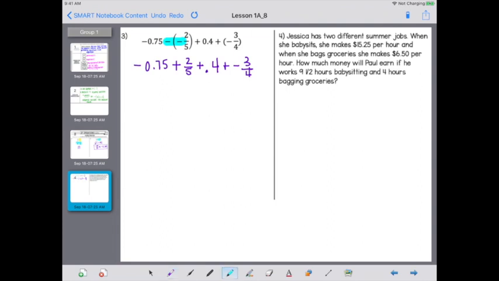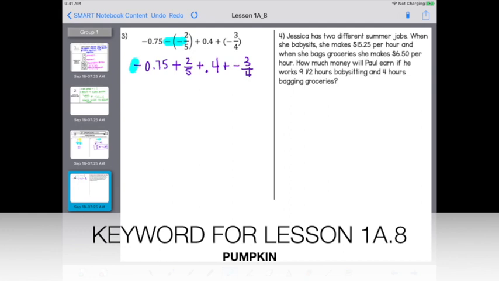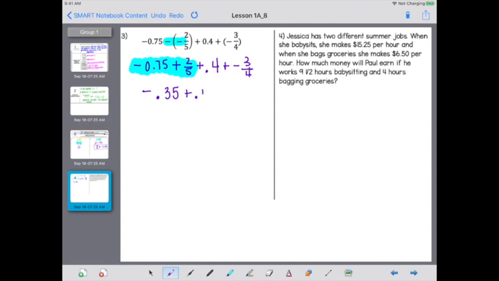So we're following order of operations. We're going to go from left to right with addition and subtraction. So negative 0.75 plus 2/5. When you use your calculator, you're going to get a negative 0.35. I'm rewriting everything so I don't miss any values that I have to include in my expression.